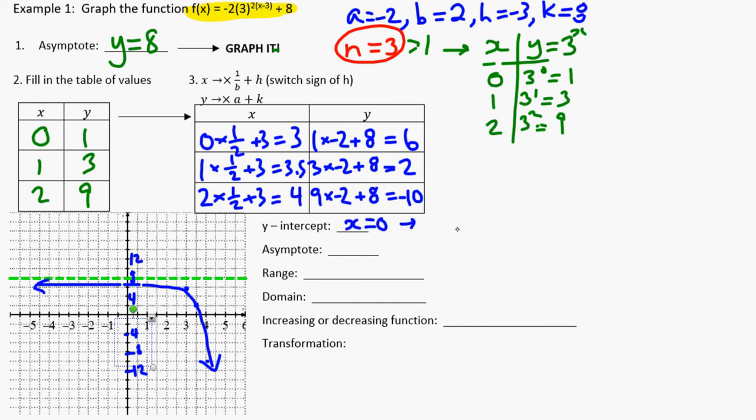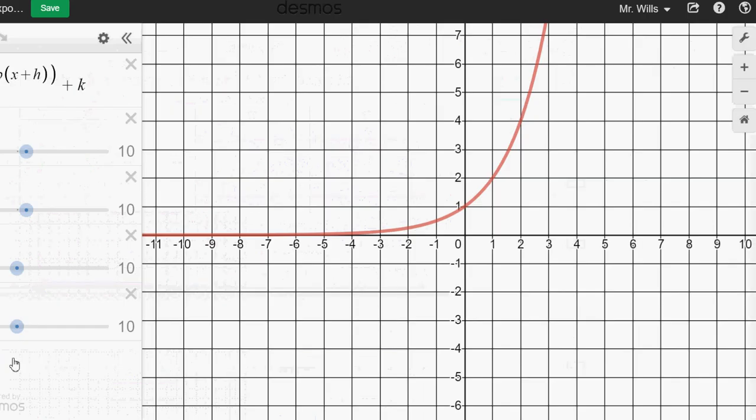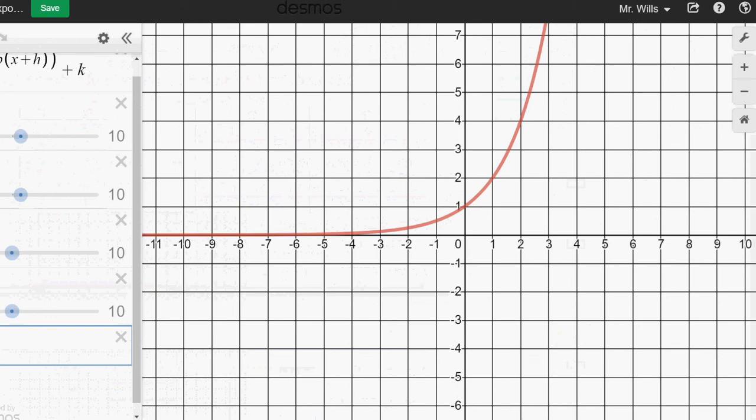So I plug in x equals 0 here. I'm going to get -2 times 3 to the -6 plus 8. I'm not sure what that is, so this is going to be 0. I'm going to cheat a little bit, hope you don't mind. Nice thing about Desmos is it can actually do some math for you.